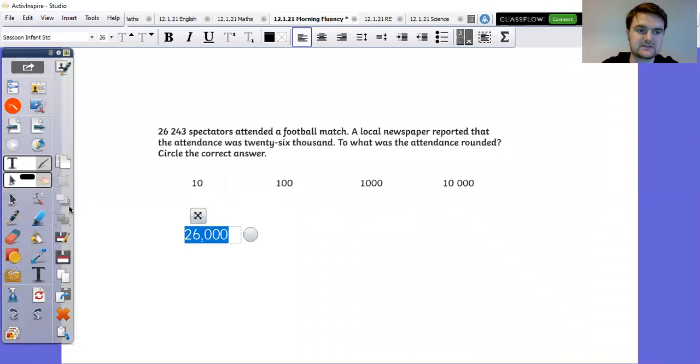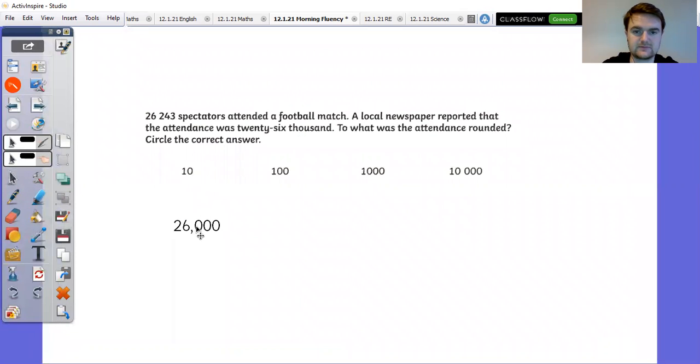Now I can see that 26,000 is a multiple of 1,000, but it's also a multiple of 10 and 100. So it doesn't quite give me the whole answer just yet, but I can rule out 10,000. It hasn't been rounded to the nearest 10,000. Now, if I look at 26,243, I can see that it's got 200s, which means it gets rounded down when we're rounding to the nearest thousand, which means it gets rounded to 26,000.